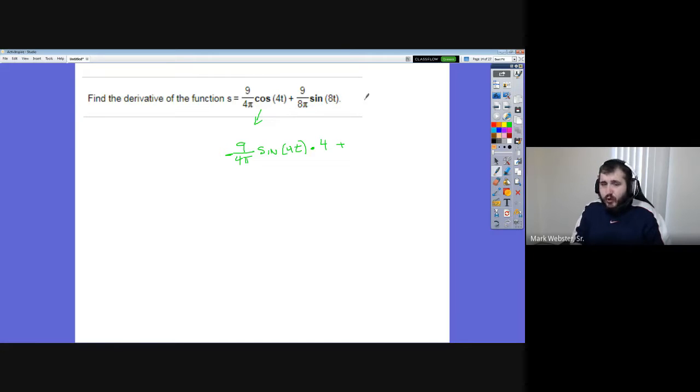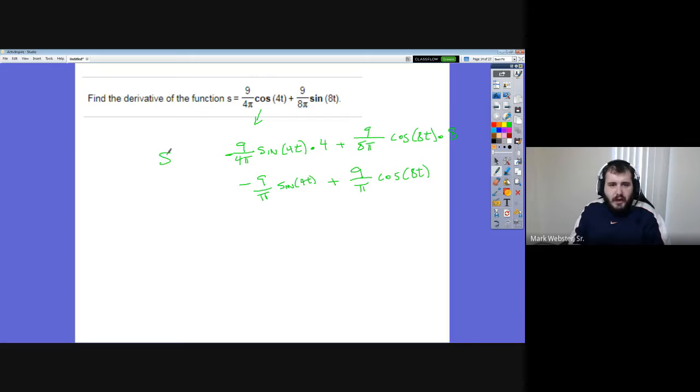The derivative of sine is cosine. And leave the inside the same. And now multiply it by what the derivative of inside the parentheses is, and that's just 8. And then again, I'm not saying that you have to, but you can simplify this, right? Negative 9 over pi sine of 4t. Bringing that 4 up to the front and simplifying. And then bring the 8 up front, 9 over pi cosine 8t. And that's it, right?